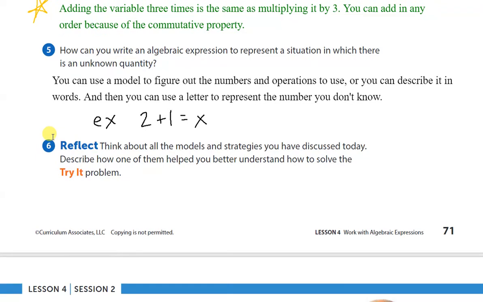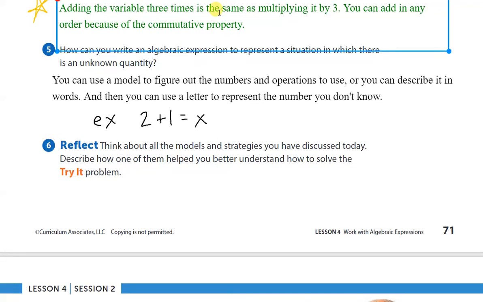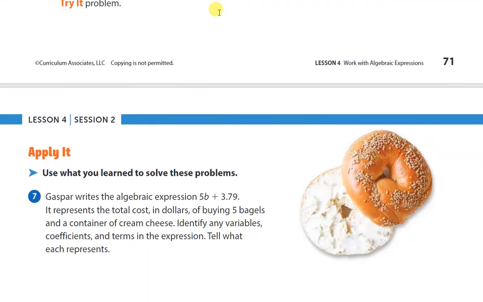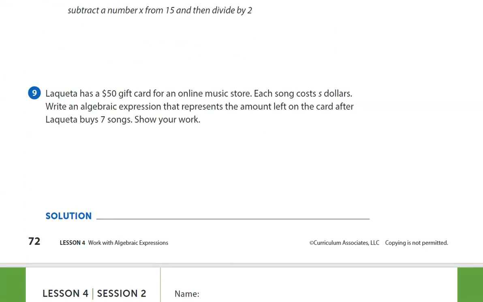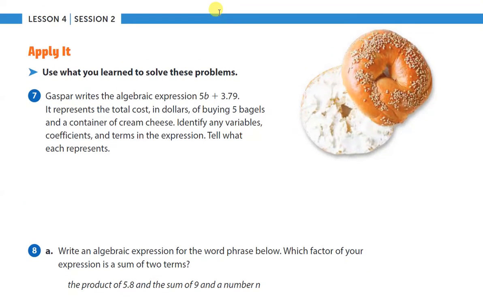Now, the reflection is for you to do. Think about the model and strategy you've discussed today. Basically, which do you prefer? Do you prefer modeling it with the algebra tiles, or do you prefer writing out what it is and thinking about it that way? So go ahead and pause, put that answer, and tell me what you think. Okay, hopefully you paused and gave me your answer, because we are going to do 3 practice problems together before you do your green pages.